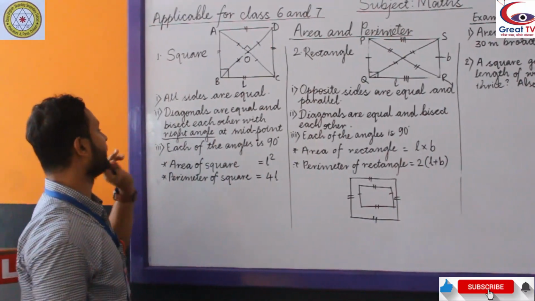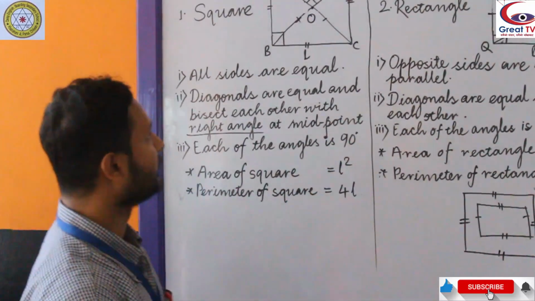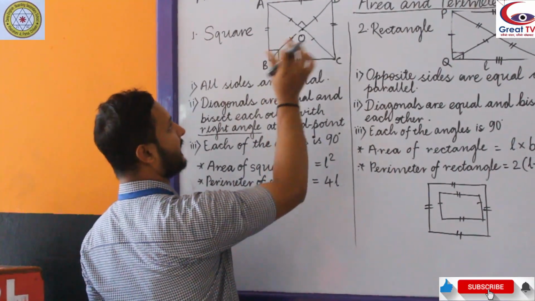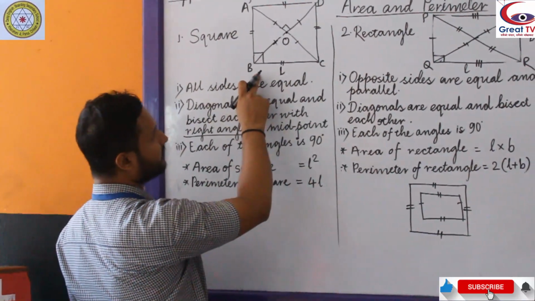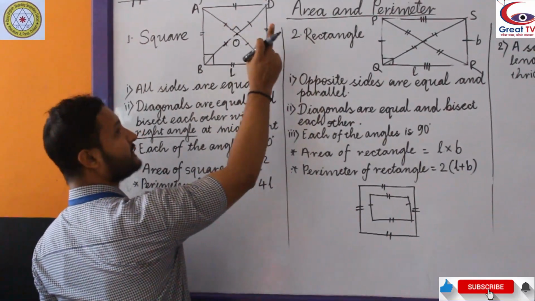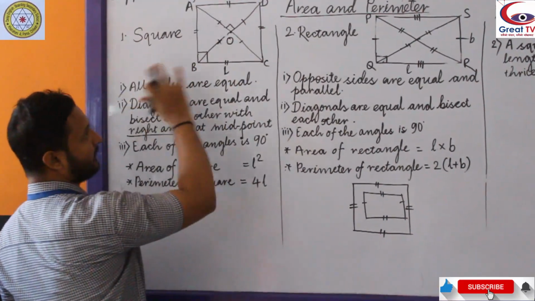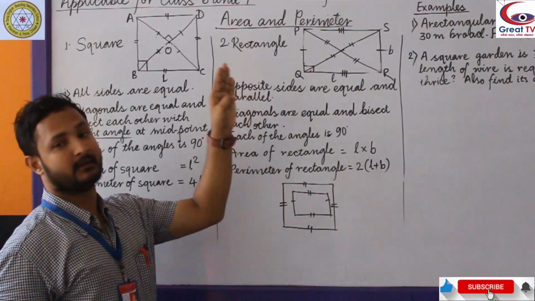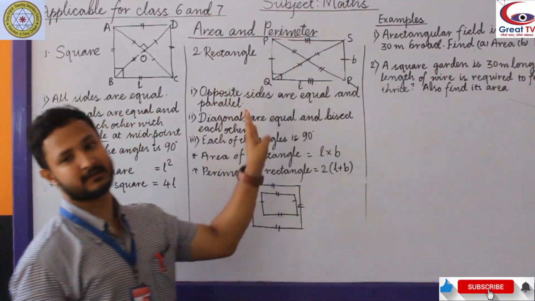So let's move to another property. Each of the angles is 90 degrees. So all the interior angles of a square are 90 degrees. Angle ABC is 90 degrees. Similarly, BCD is also a right angle, that means 90 degrees. Angle CDA and angle DAB, all angles are 90 degrees. In rectangle also, all the angles are 90 degrees.